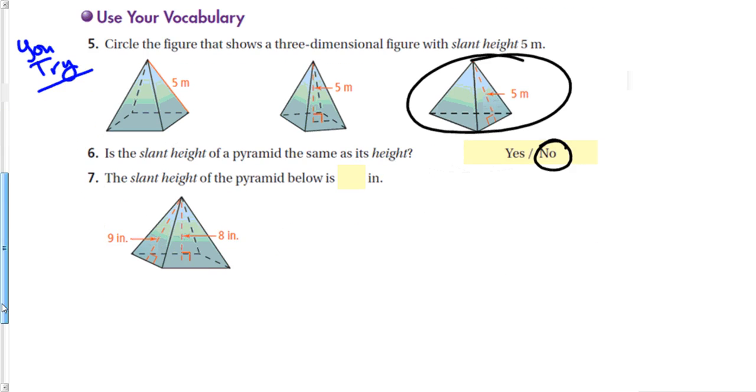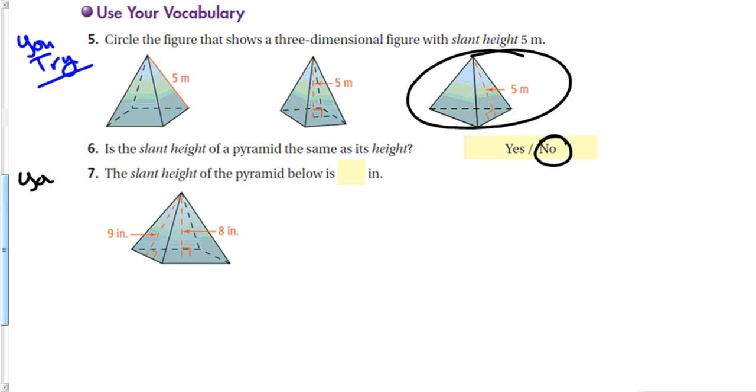Moving on to number 7, I would like you to try this one. Please pause your video now. For this problem, I got the slant height is 9. 8 is the actual altitude or height. And 9 is the slant height, the height of the triangular face. Moving on to the next page.